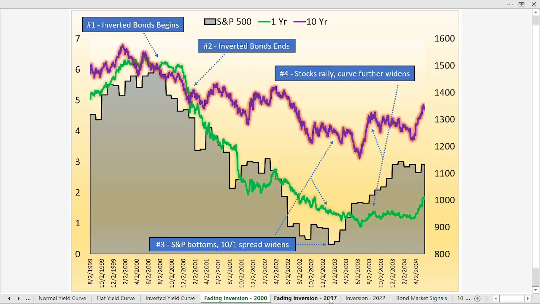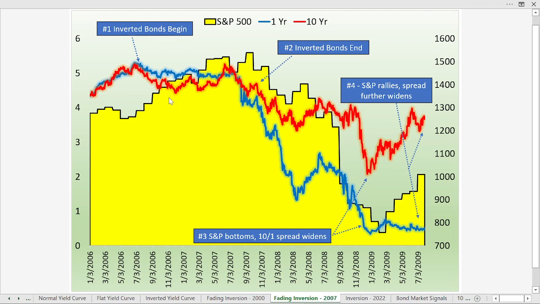Fast forward to 2007. It's the same pattern. Number one, the blue line, which is the 1-year bond, drifts above the red line, the 10-year, as the S&P 500 is actually still going higher in 2006 and 2007. Number two, the inverted bond market ends, where the red line crosses back above the blue line. The 10-year crosses back above the 1-year.